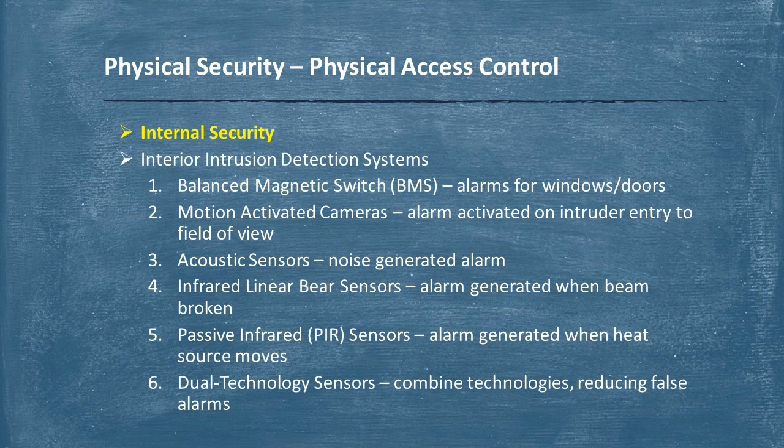Acoustic sensors, noise generated alarm. Infrared linear beam sensors. These are different types of technology deployed. The alarm is generated when a beam is broken. Normally this is employed even in malls for the entrance. It automatically opens, it senses the beam. And passive infrared sensors, alarm generated when heat sources move. Dual technology sensors, combined technologies reducing false alarms.